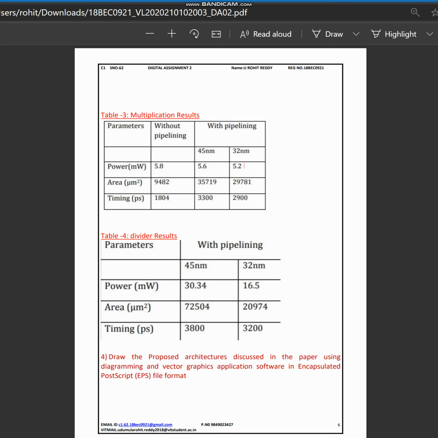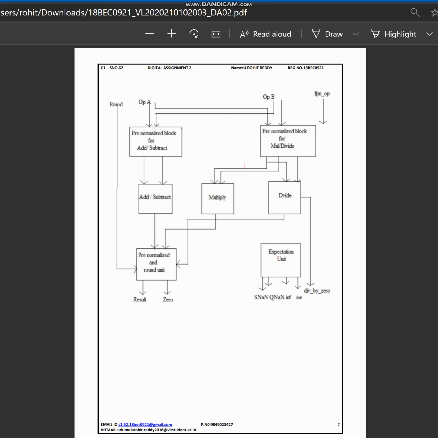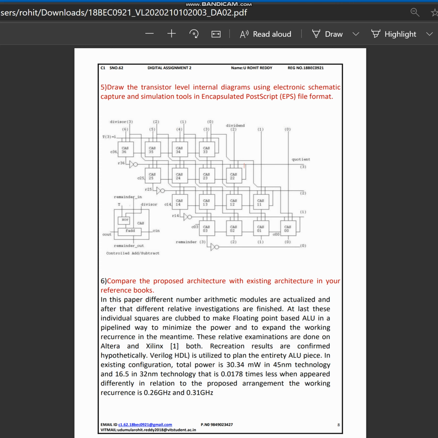And these are the proposed architectures discussed in the paper, which is this one. This is a pre-normalized block for add or subtract, and this is a pre-normalized block for multiplication or divide, and there is add, subtract, multiply, divide, and this is also drawn using YED graph editor. And then we have the transistor level internal diagrams using electronic schematic capture and simulation tools.